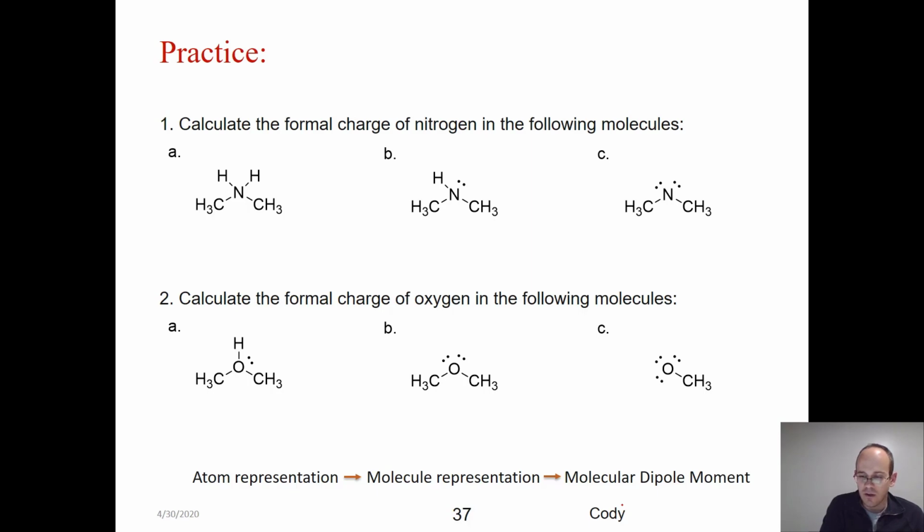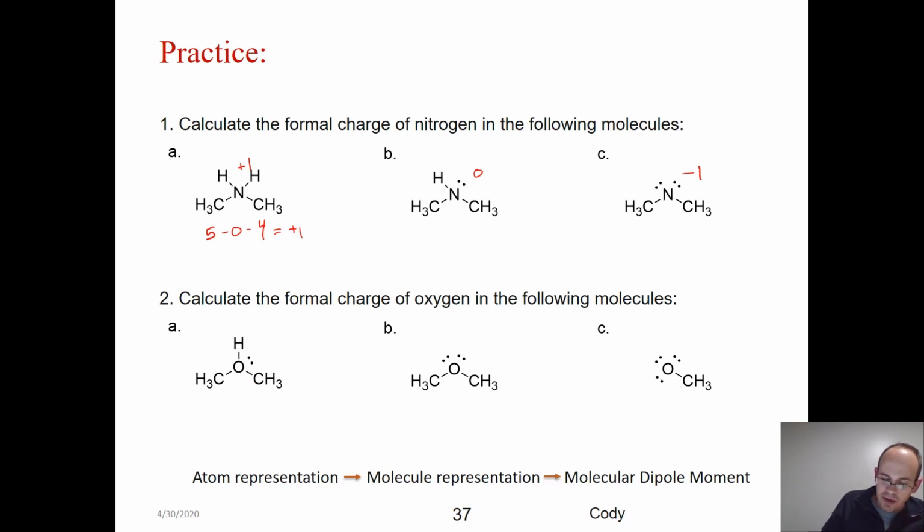So here's some practice. These are pretty straightforward. Here's nitrogen with 4 bonds and no lone pair. And that, if you look back at the bonding pattern screen, should show you that you have a positive charge. We can also do the formal charge equation. Nitrogen normally has 5 valence electrons minus 0 lone pair electrons minus 1/2 of 8 bonding electrons, so 4, which is equal to plus 1. This one's neutral, and this one's negative. You can do the math to determine that yourself.